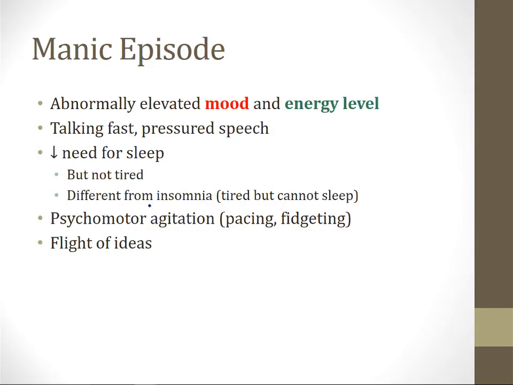Mania is like the opposite of depression. Patients with mania have an abnormally elevated mood and they have an abnormally high energy level. Mania tends to occur episodically, and when it comes on, we say that the patient is having a manic episode. During a manic episode, some of the things you can see are that the patient may talk fast and have pressured speech. They often don't need to sleep, although they're not tired. This is different from insomnia. These patients just can stay up for days at a time.